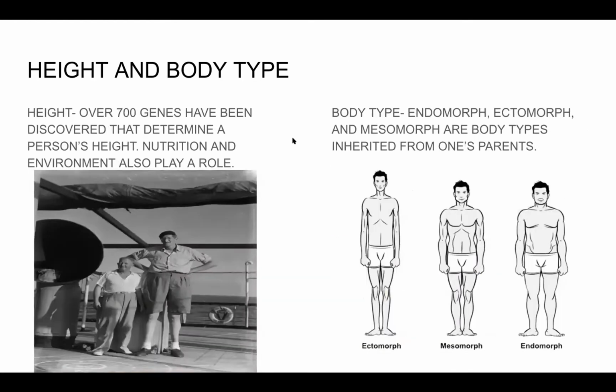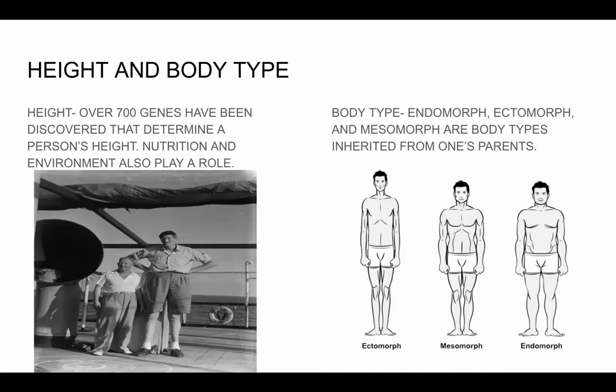Height and body type. Height, over 700 genes have been discovered that determine a person's height, but nutrition and environment also play a role. On both sides of my family, my mother's side and my dad's side, my grandparents were short because they grew up in a time in the United States when food was somewhat scarce. So they did not achieve their full potential physically, but all of the children on both sides were tall and very robust people. So good nutrition plus their gene types enabled them to grow tall.